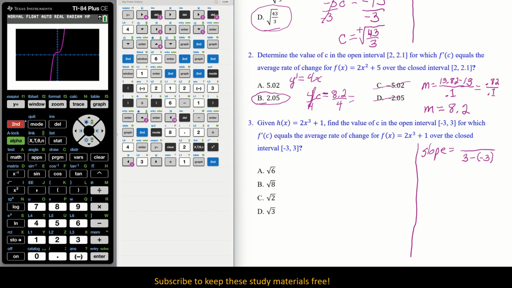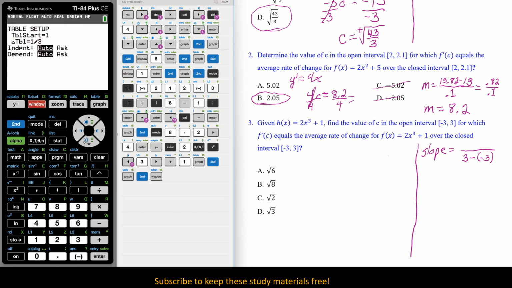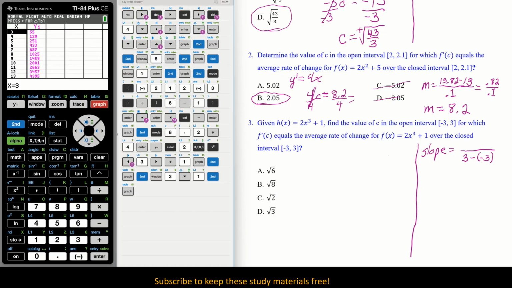Okay, now we need second graph to go to our table. We need the values of 3 and -3. Well, this is what I'm going to do. I'm going to go to second window, and I already have it set for 1 to be at 1. Well, I want to go to 3, and then I'm taking off the 1/3. We needed it for number one, really, so I left it. But now we need increments, single increments, one. Okay, so let's go second graph.